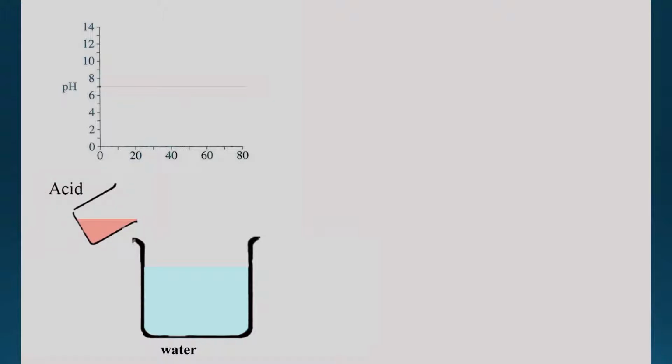What if I put some acid in? I put a little bit of acid in. The pH will drop, maybe pH 5. I put more acid in, it may become pH 4. I put more acid in, it may become pH 3. Now, that's normal because the more acid you put in, the pH will drop lower and lower.